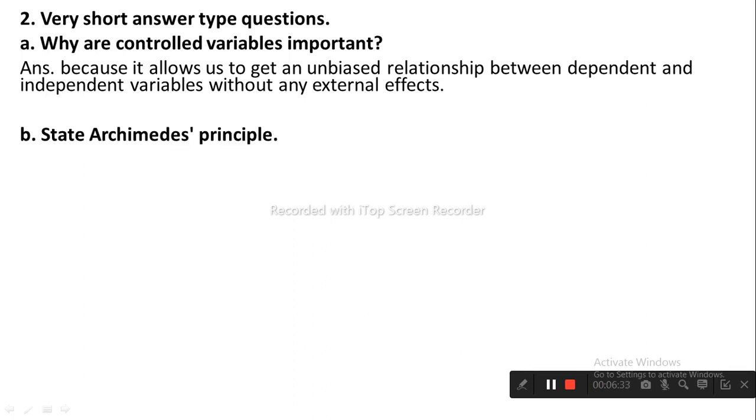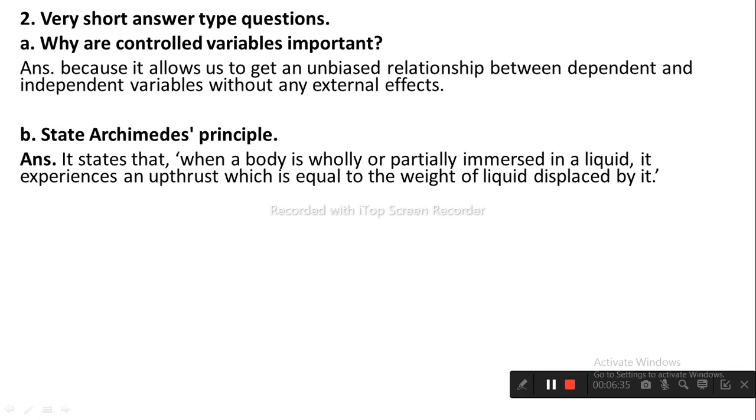Next one is, state Archimedes principle. So Archimedes principle states that when a body is wholly or partially immersed in a liquid, it experiences an upward force called upthrust, which is equal to the weight of the liquid displaced by it.